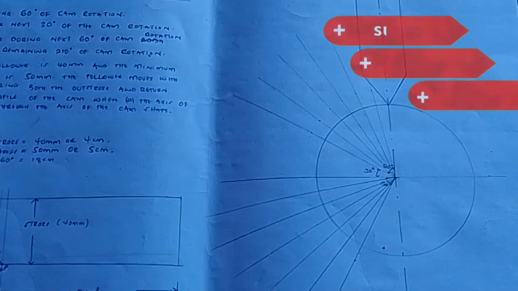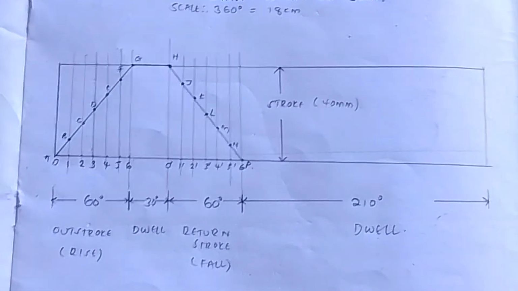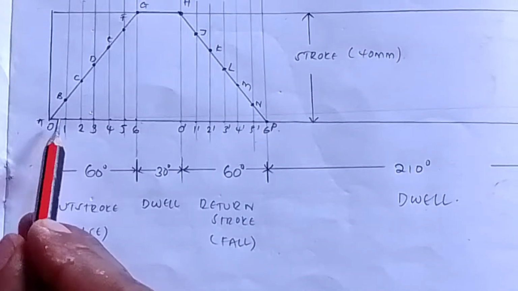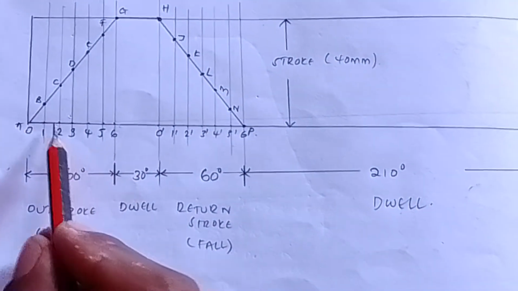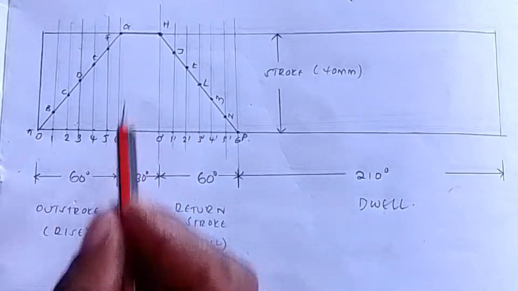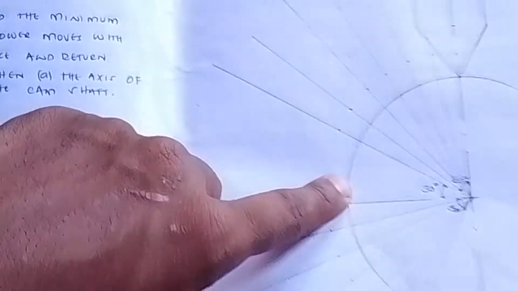How do you do the cam profile? That's why I told you now. The cam displacement diagram comes in at this particular point. Now you have to measure this distance from here to here, from here to here, from here to here, so that you can apply it again from this point and this point and this point.